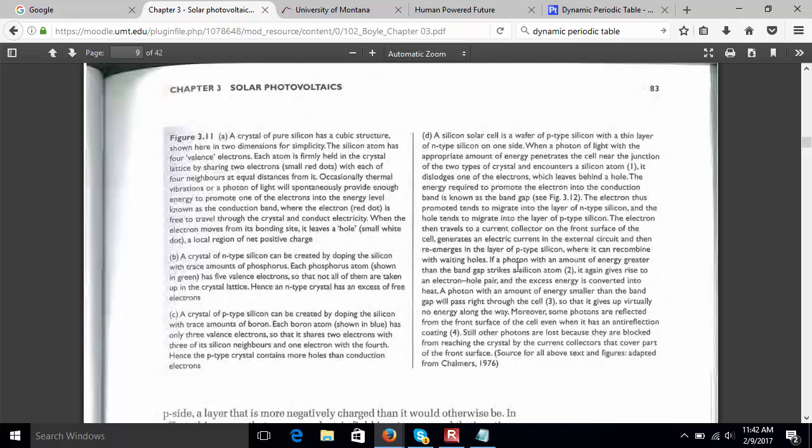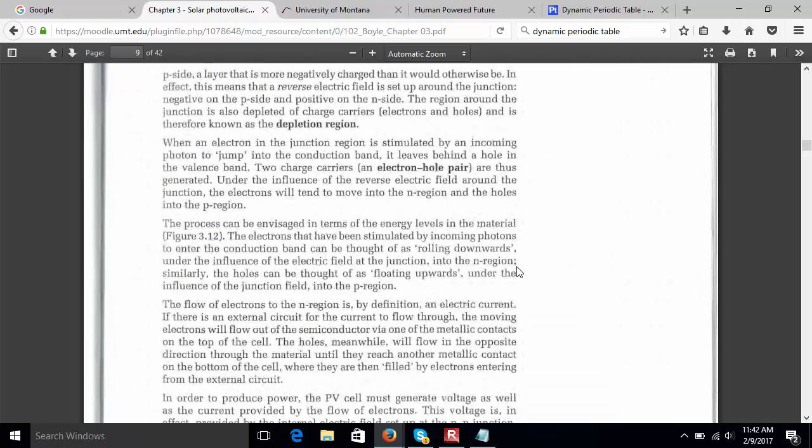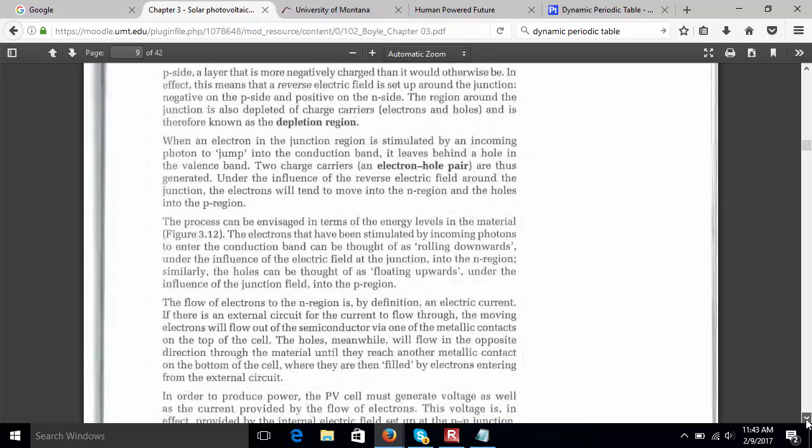Okay, and that's kind of a tough one, because we don't typically think of matter that way, but it is. Okay, so I mentioned the electron-hole pair are generated, and that's what allows the electricity to move. And again, the holes can be thought of as floating upwards, moving upwards, and the electrons floating downwards in opposite directions.